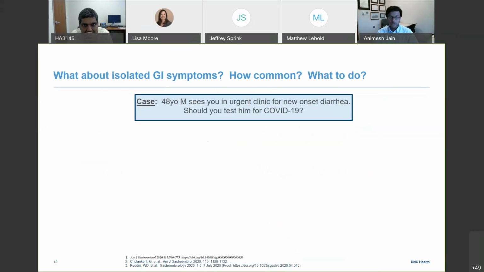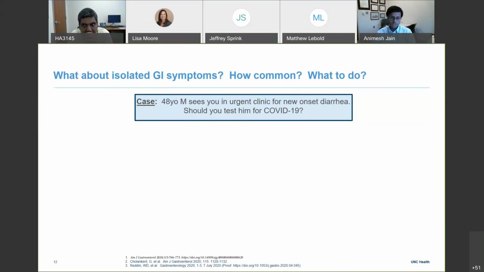So we've talked about how common GI symptoms are with COVID-19. So you may wonder, what do you do with a patient? I've made up a theoretical case example. Let's say you have an otherwise healthy middle-aged patient who comes to see you in your clinic, and the patient has new onset diarrhea. What should you do? Should you be worried about COVID-19 during the pandemic? Do you send that patient for a COVID swab to your respiratory testing center?